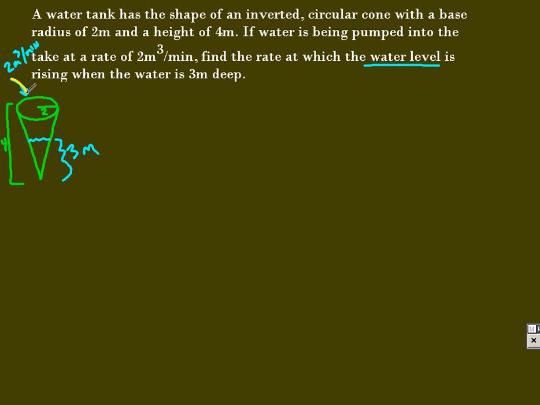We're going to make our rates here in yellow. So 2 meters cubed per minute. At what rate is this water level rising? That's what we want to know. So again, the water level is something that changes, so we cannot plug it in. Now, volume of a cone is 1/3 pi r squared h.